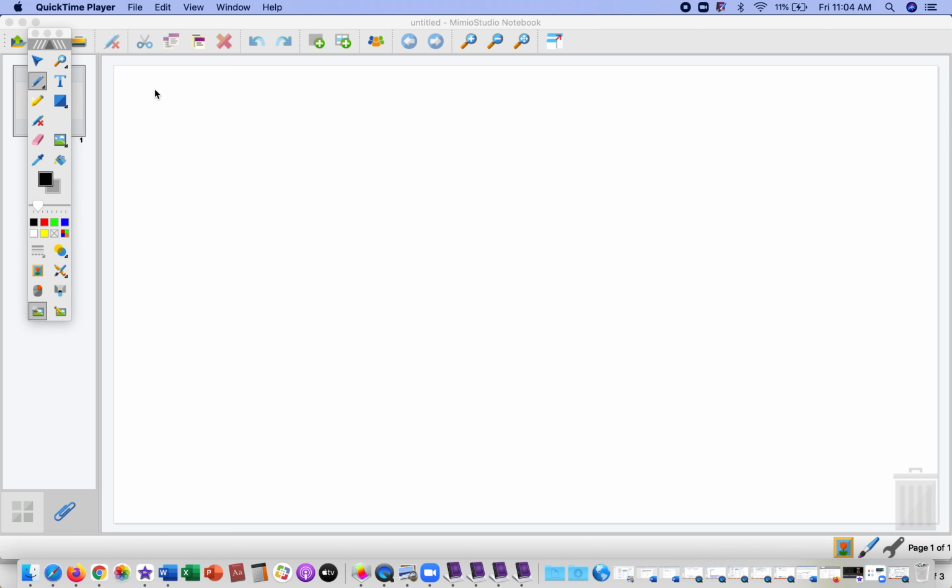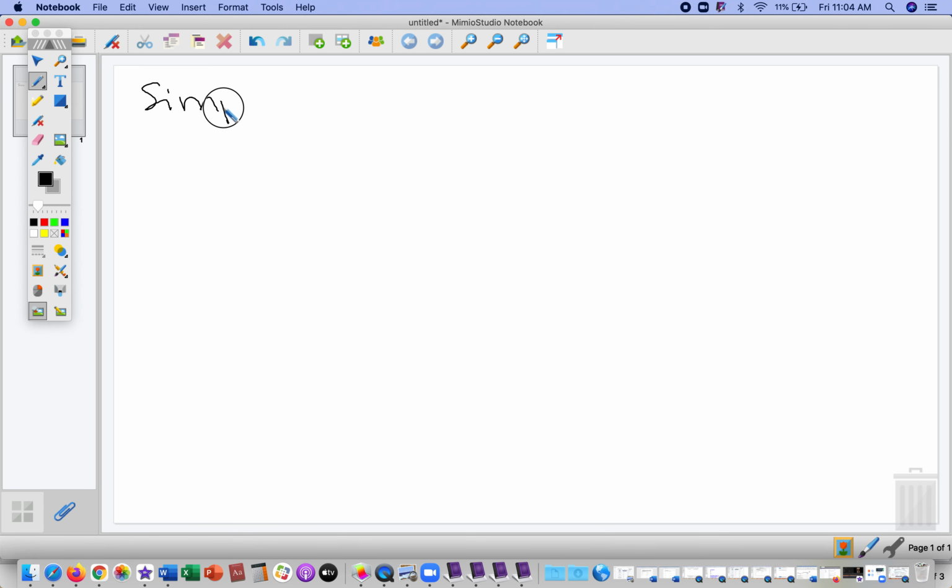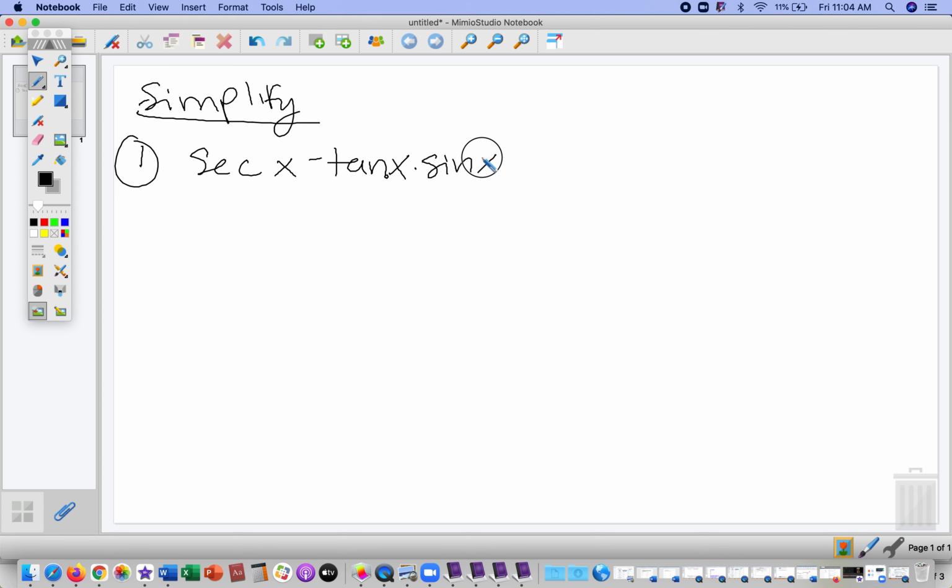Our quiz. Let's first try simplifying. So let's say we had secant x minus tan x sine x. So first thing I would do is I would look at secant and write that as 1 over cos x. I'm going to replace tan x with sine over cos.